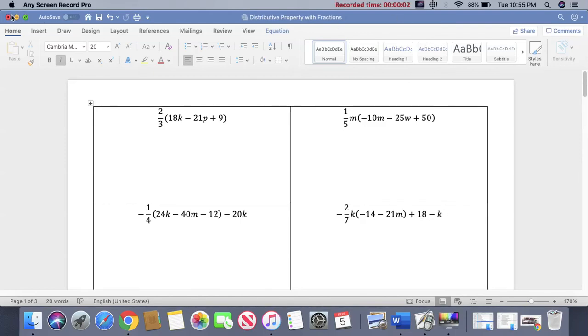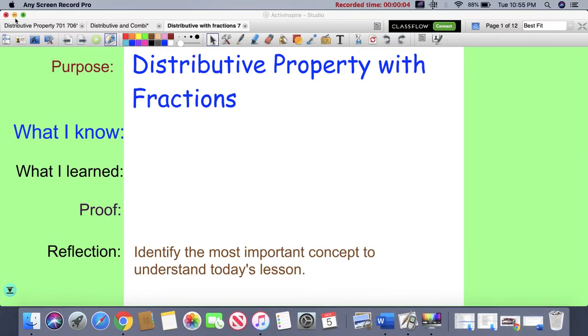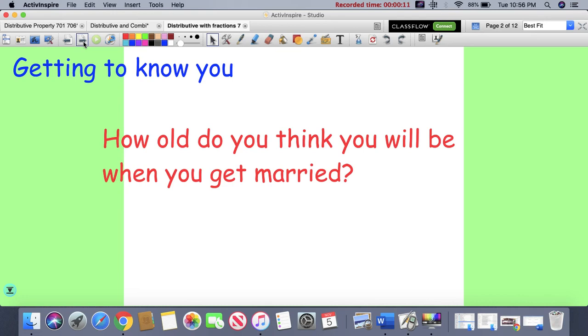Okay, so we're doing distributive property, combining like terms, but we're adding fractions today. Okay, so let's go over this. I want you to copy and then answer the question. Okay.